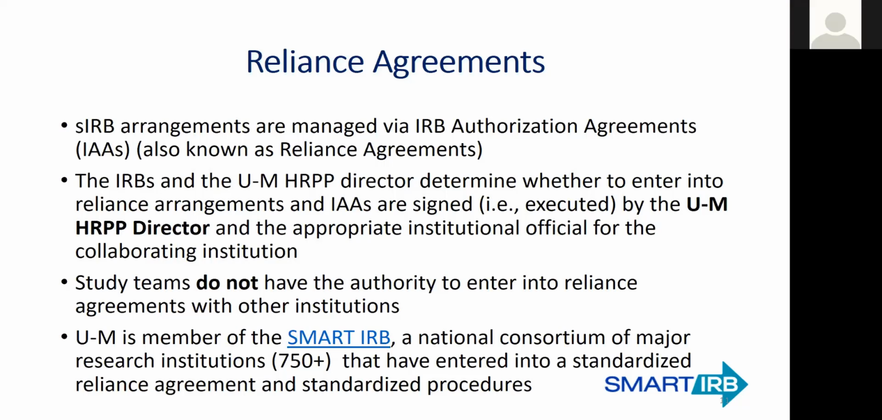And one thing that we would like to note for you is that University of Michigan has become a member of an entity called SMART IRB, which is a national consortium of major research institutions that have entered into a standard reliance agreement. So it means that we already have an agreement with our colleagues at other institutions. And we have said that we're going to rely upon standardized procedures to manage these agreements across our institutions.